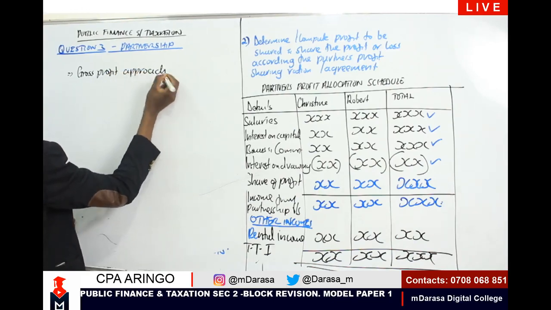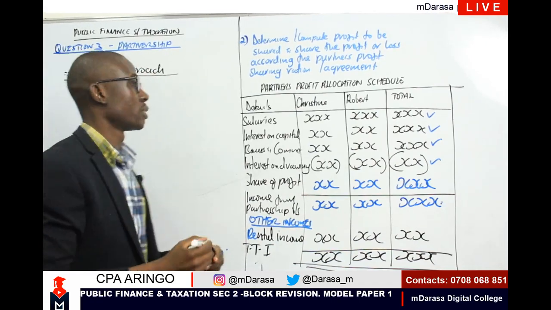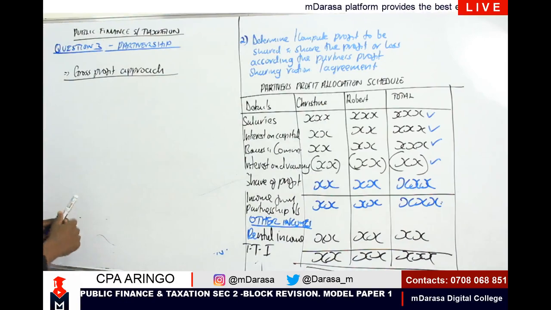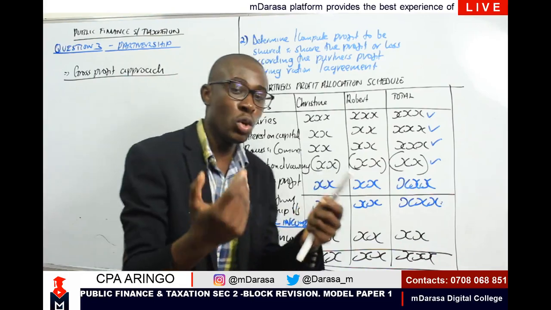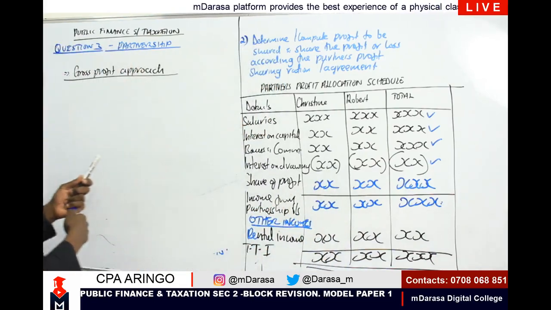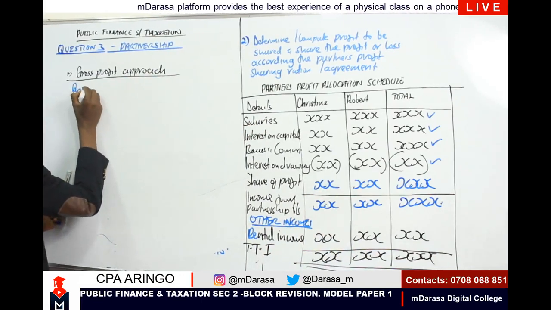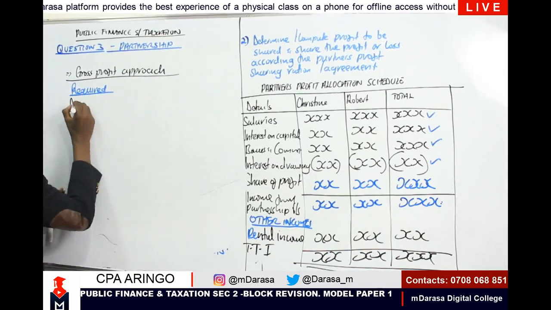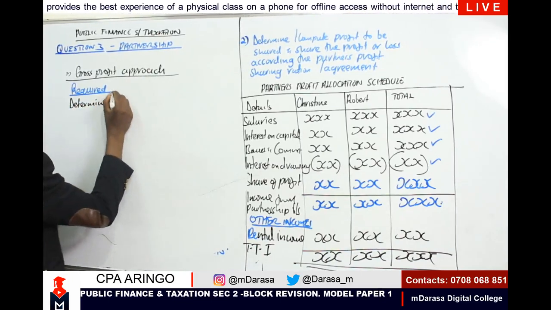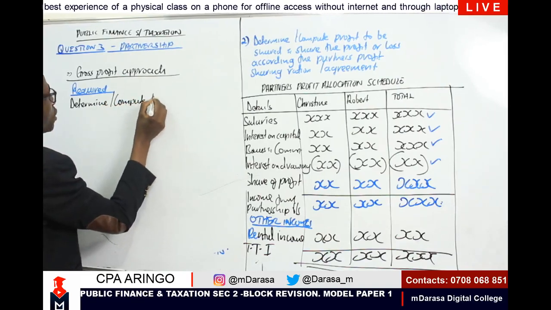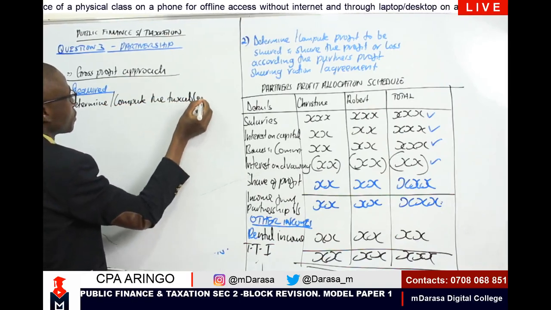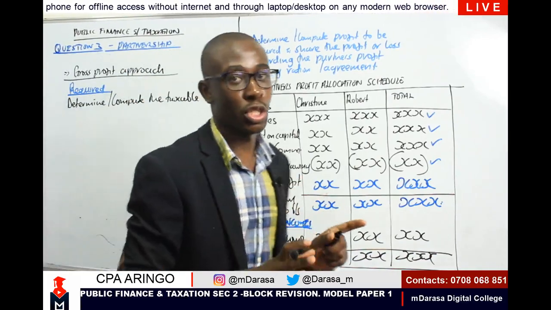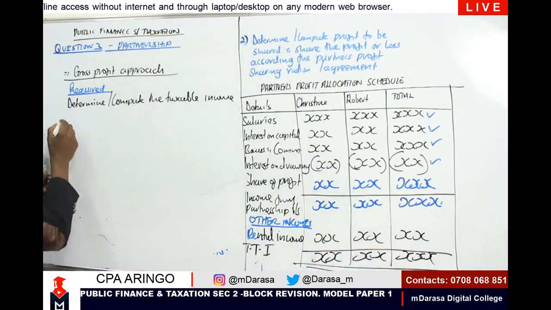By the way, this concept is also very important for those students who are doing Section 6, Advanced Public Finance and Taxation. So the first approach, we normally term it as the gross profit approach. And at what point will you use the gross profit approach? You are going to use it when you've seen that the examiner has asked you to determine or compute the taxable income. That is when you're supposed to use the gross profit approach.